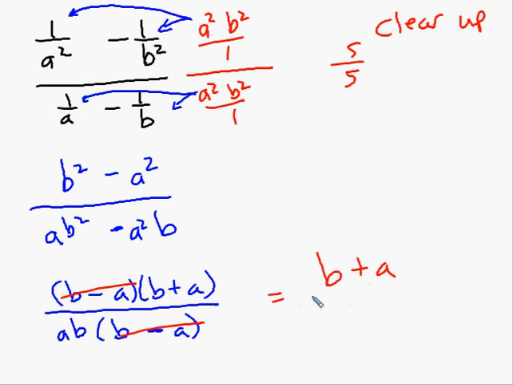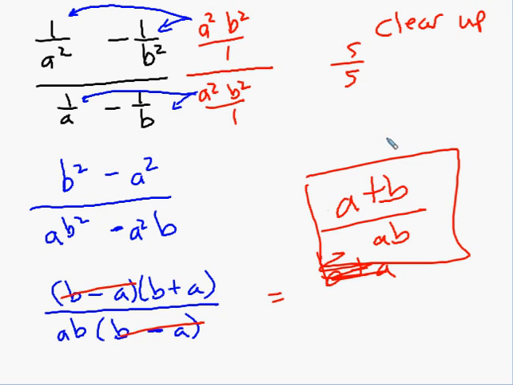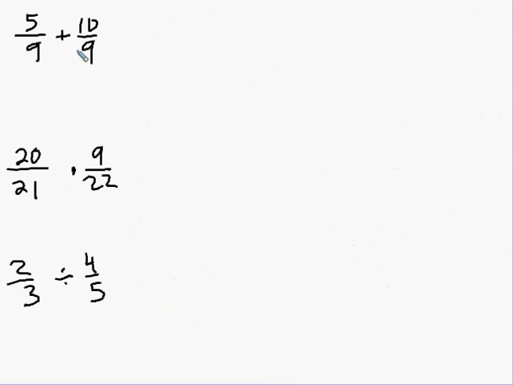I could write it in a different order. I probably should. So a plus b all over ab. And that's fine. That's good. Now, a cannot be 0, and b cannot be 0. That's part of this thing. Notice I have two variables in that case.